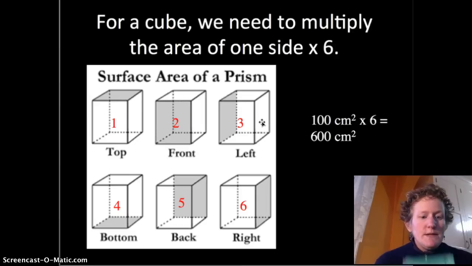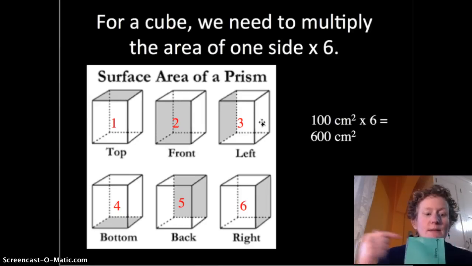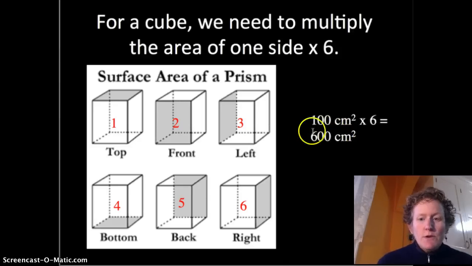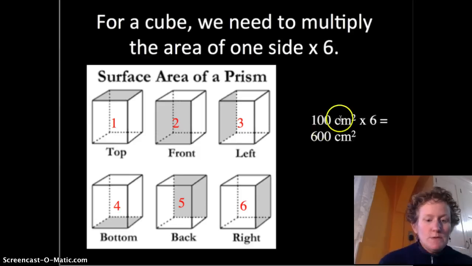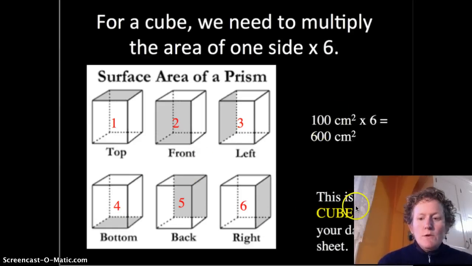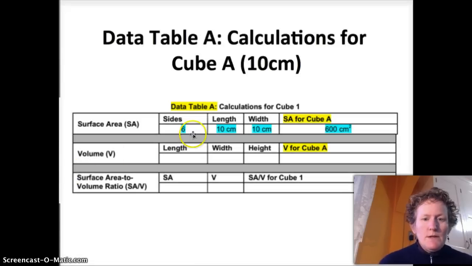So for a cube, we need to multiply the area of one side times 6 to get surface area. So for cube A, that's going to be 600 centimeters squared, because each side is 100 centimeters squared. 10 times 10 equals 100, and 100 times 6 equals 600 centimeters squared. So for cube A on your data sheet, put 600 square centimeters. Here it is all filled out. 6 sides, that's length times width is 100, times 6 is 600 centimeters squared.